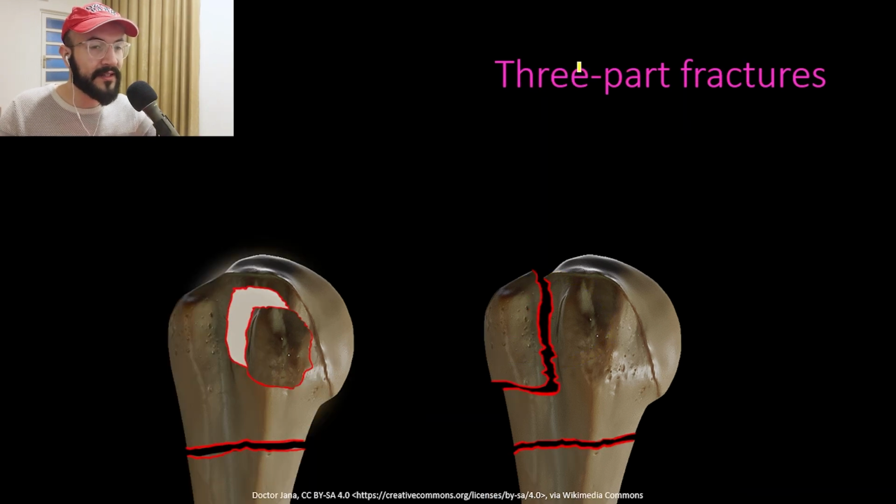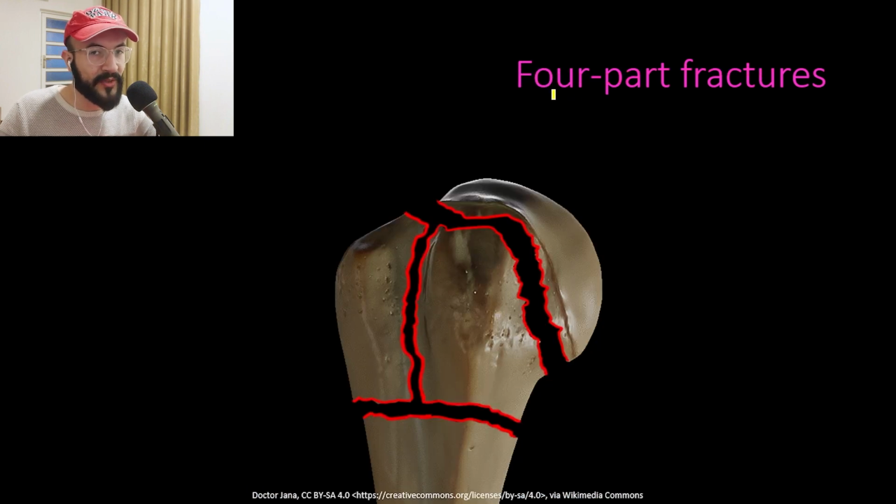Now regarding the three-part fractures, we have the three-part lesser tuberosity and surgical neck fracture, and we have the three-part surgical neck and greater tuberosity fracture. And we have the four-part fractures. As you can see in this example, we have greater tuberosity, lesser tuberosity, anatomical neck, and surgical neck fractures, and they are all displaced.